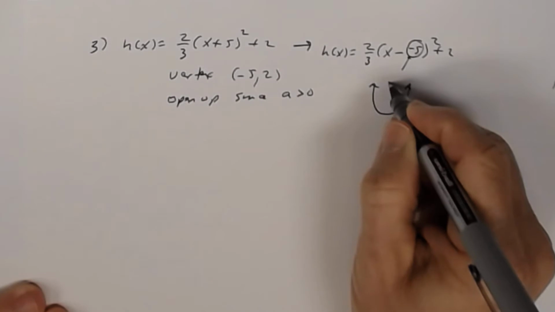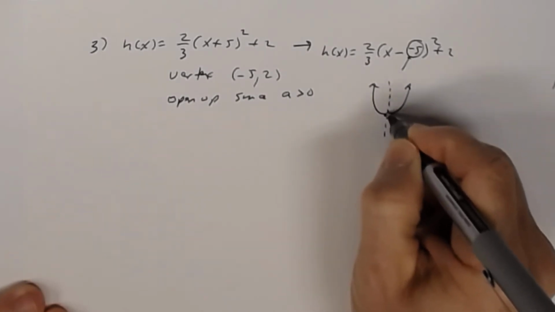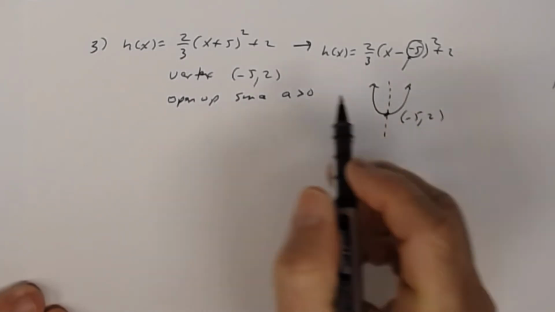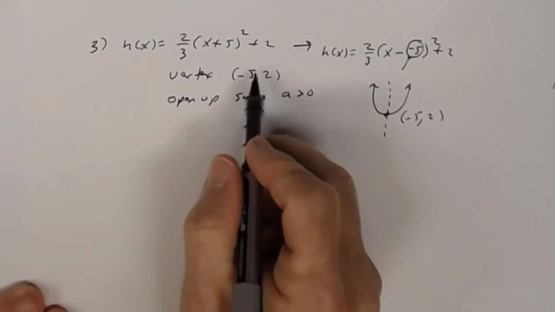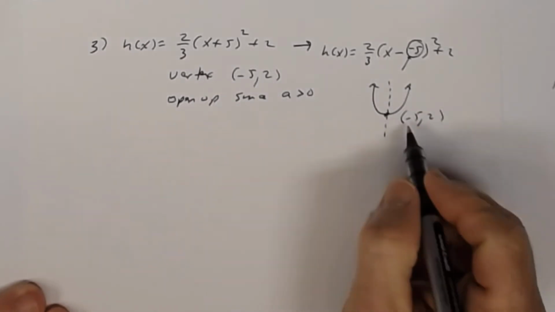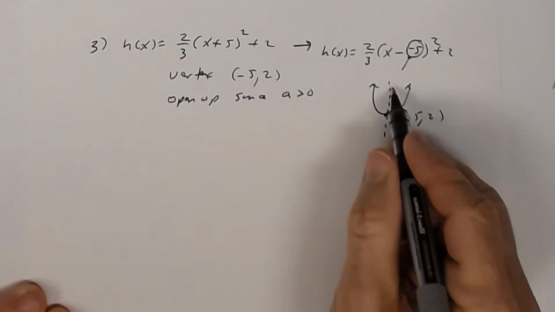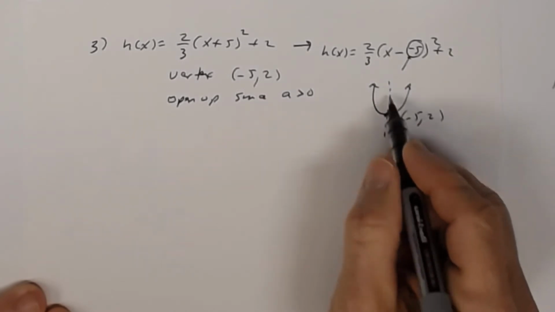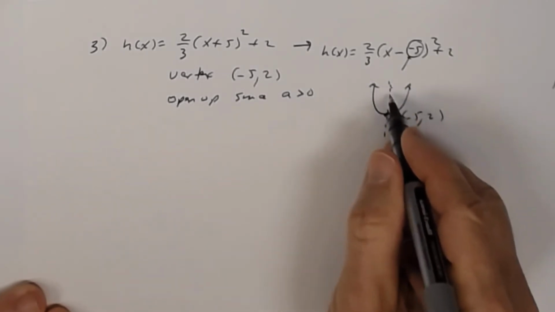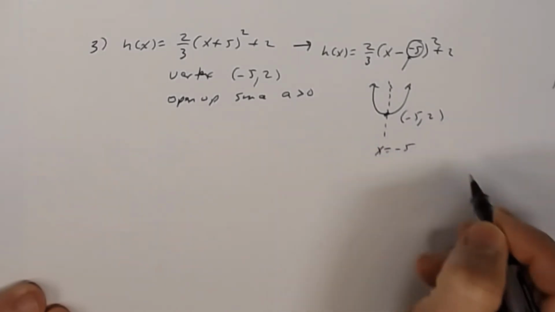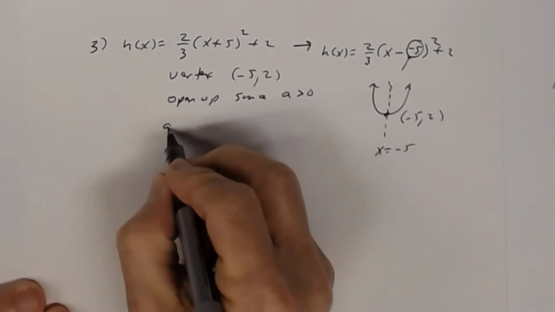Then the axis of symmetry goes right through the vertex. Well, your vertex is negative 5, 2. All right, now remember, your vertex is a point, so you have to have an x-coordinate and a y-coordinate. So your vertex is negative 5, 2. So that means that, remember, vertical line. So no matter where you are in this vertical line, the x-coordinate is always negative 5. So this is named as x equal negative 5. So that's your axis of symmetry.